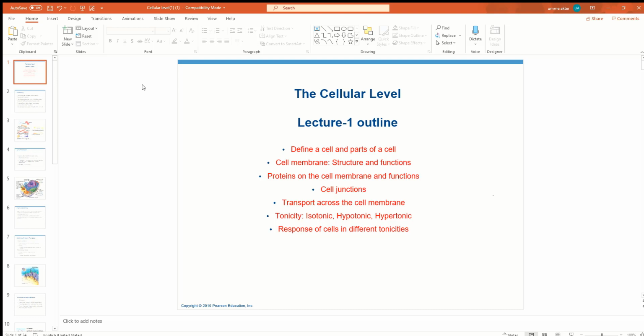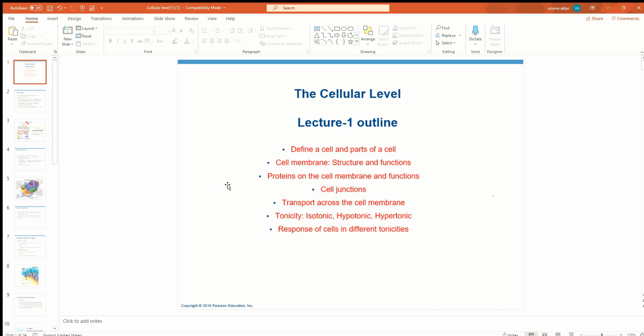First, we'll talk about the structure of a cell. A typical cell consists of a boundary, that is the cell membrane, and inside the cell you will find a fluid part that is called the cytoplasm and a round structure that is the nucleus. So we'll see the structure and functions of the cell membrane.